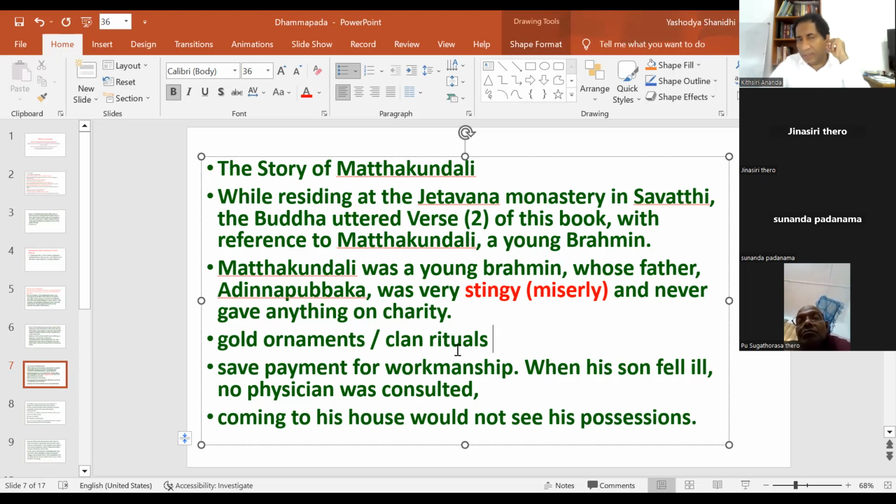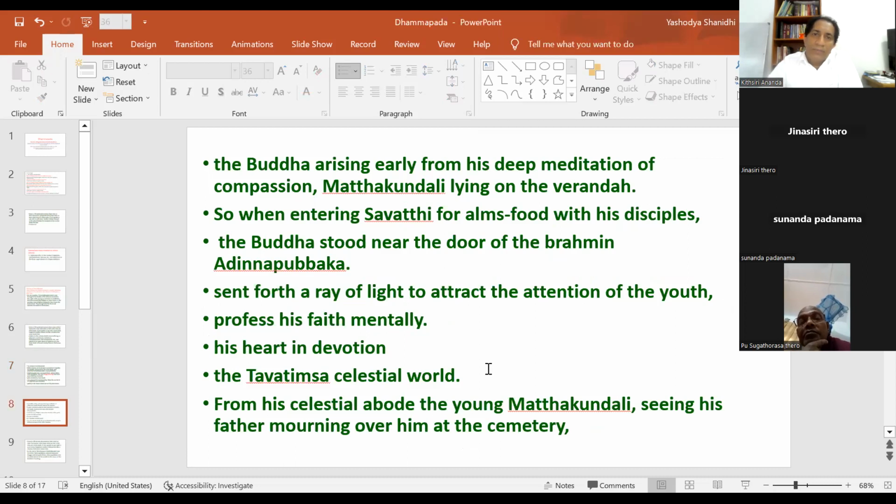And this is the context where the Buddha preached this verse. So I think you are quite aware of the story more than me. So you can use different terms. I think you can use it.